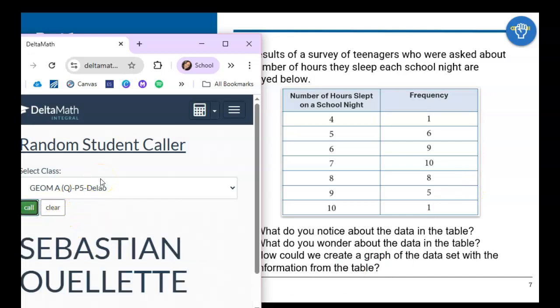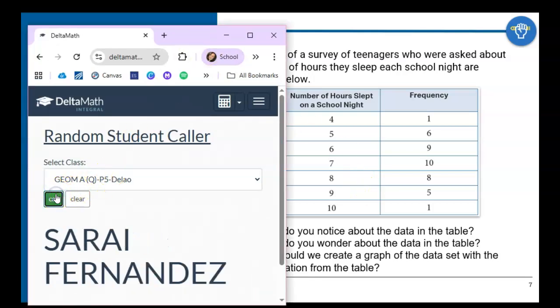Sebastian's table. What do y'all notice about the data from the table? Yes, right here. Most of the teenagers are in this range of the hours slept, right? From 6 to 8. Good, thank you. Sarai's table, oh, same table.